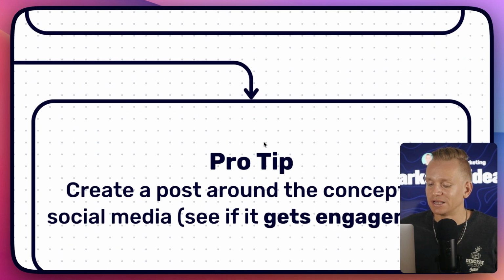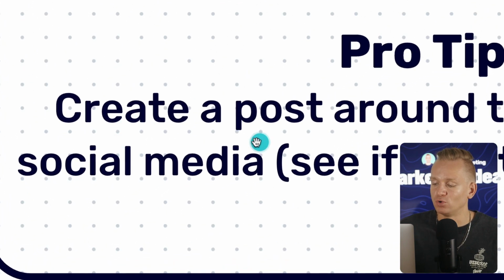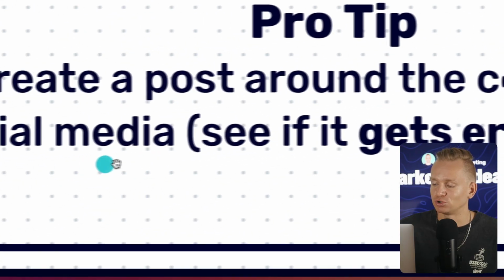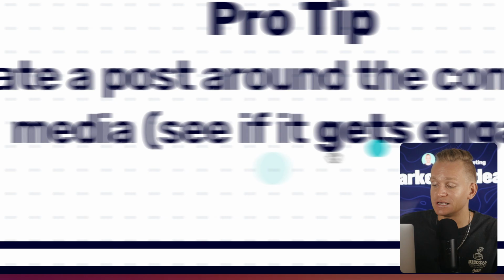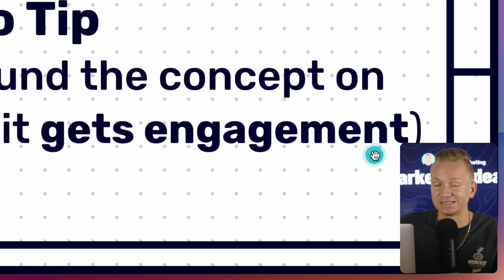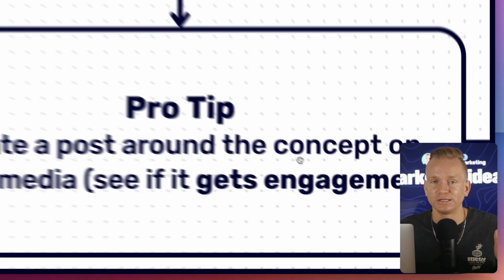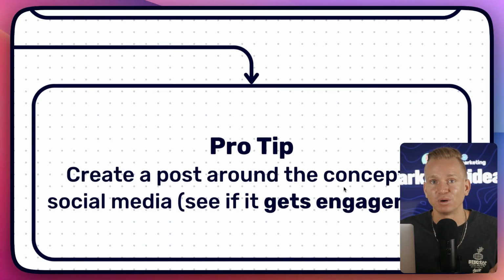Another pro tip is to create posts around the concept on social media, and I'll show you a really good example in a second of this, but basically just see how much engagement you're getting. This is a great way to go about it if you're on a tight budget, you don't want to invest a lot of money, and you want to test out the different offers. And by the way, you can run ads. I said influencers, but you can run ads as well.